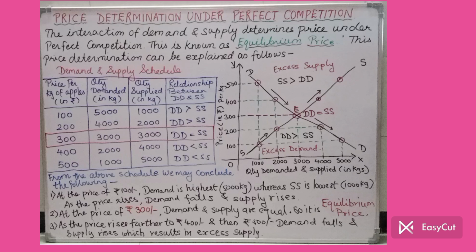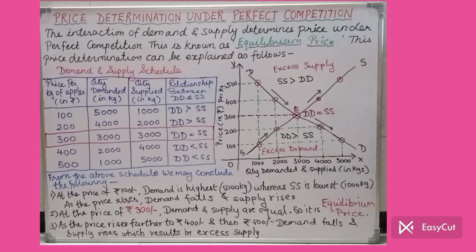Now first let us draw the supply curve. So at the price of 100, supply is 1000. Then at the price of 200, supply is 2000. Then at the price of 300, supply is 3000. I have plotted the points accordingly. At the price of 400, supply is 4000. Then at the price of 500, supply is 5000. So as usual, we got the upward sloping supply curve SS shown in the diagram.